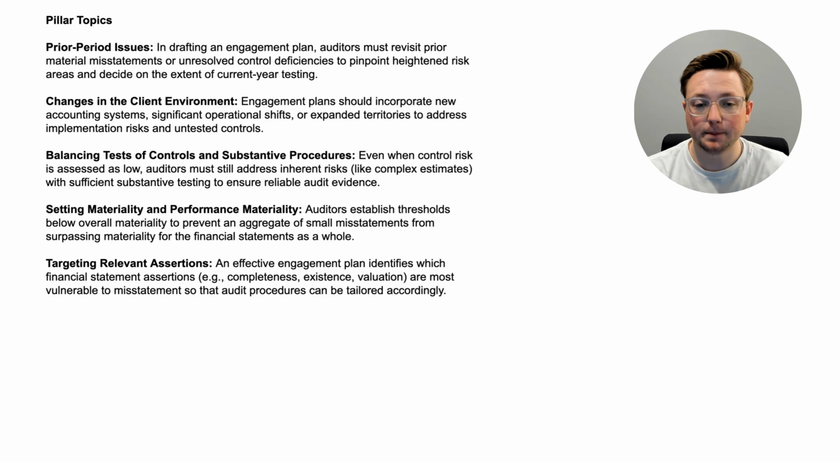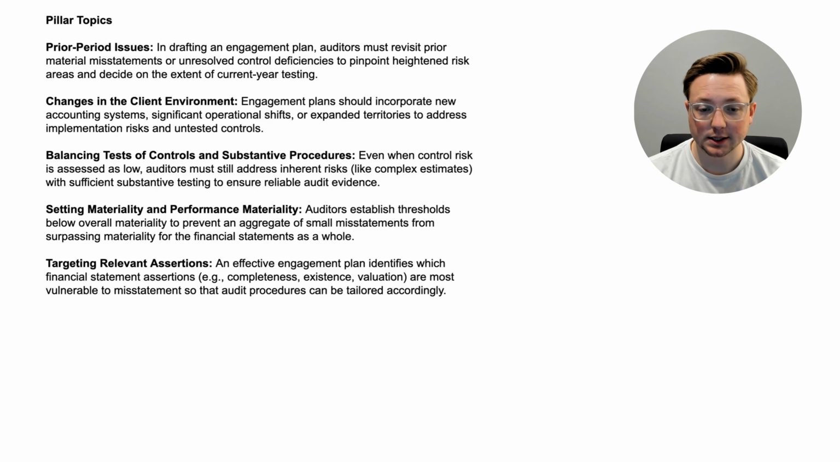Prior period issues. In drafting an engagement plan, auditors must revisit prior material misstatements or unresolved control deficiencies to pinpoint heightened risk areas and decide on the extent of current year testing. Now let's talk about changes in the client environment. Engagement plans should incorporate new accounting systems, significant operational shifts, or expanded territories to address implementation risks and untested controls.